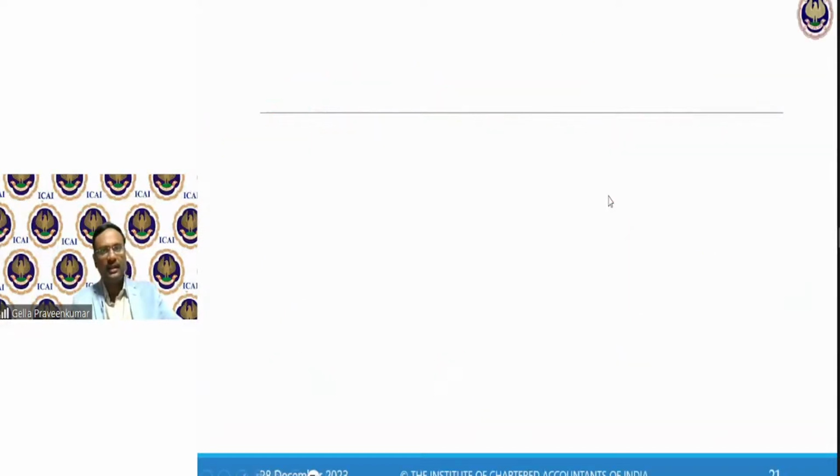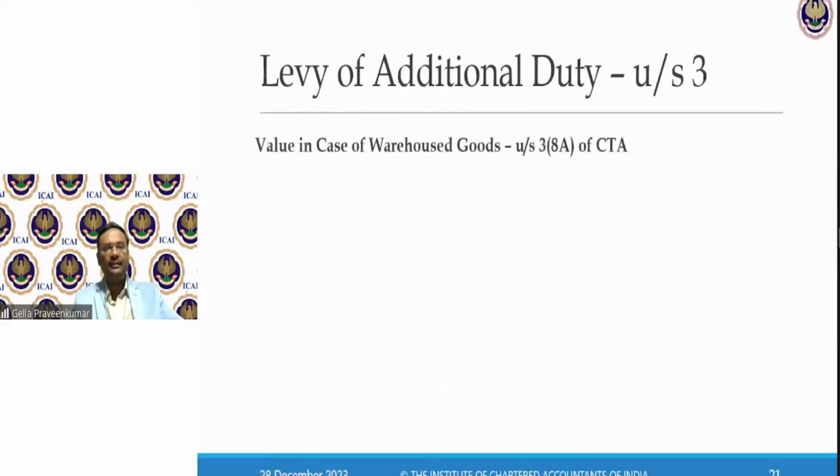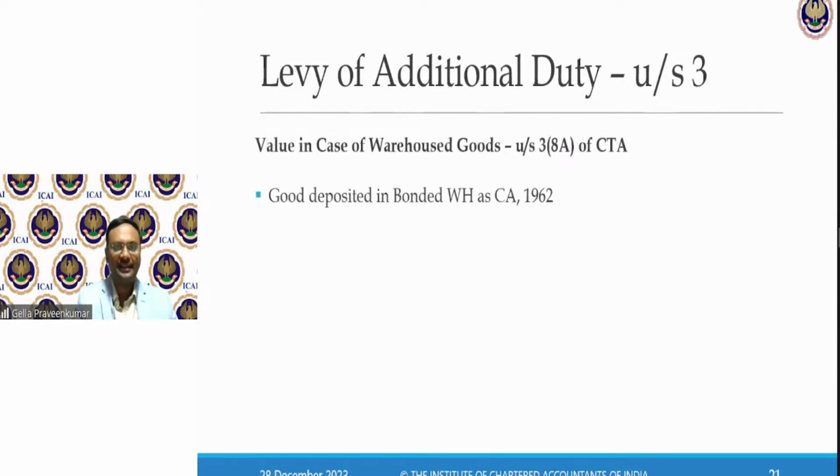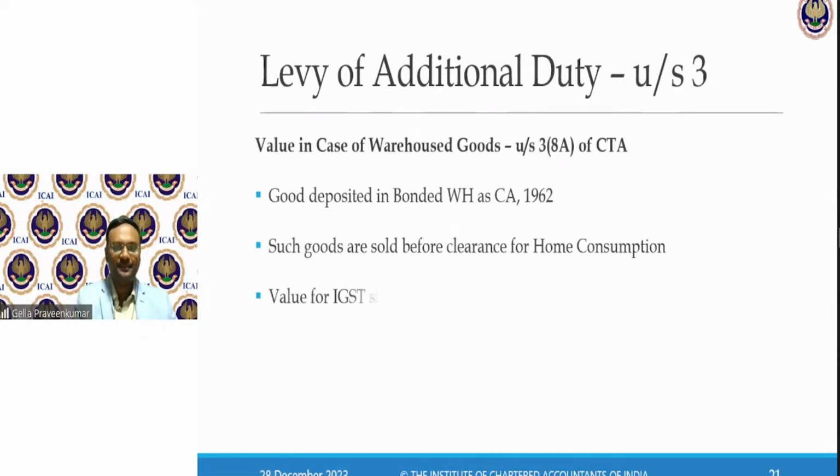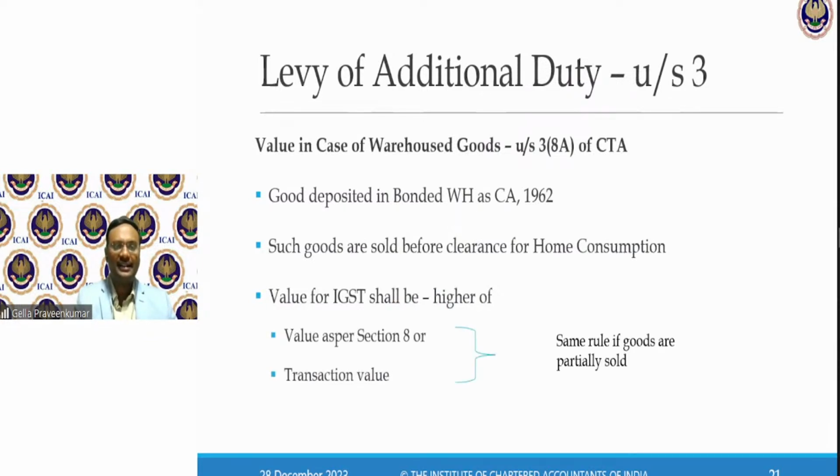Now, I'll come back to this warehousing, valuation in the warehouse. In case of warehouse goods under section 3 subsection 8A, goods deposited into bond or warehouse, such goods are sold before clearance for home consumption. Value for IGST shall be higher of value as per section 8 or transaction value. So here, there is something called into bond.